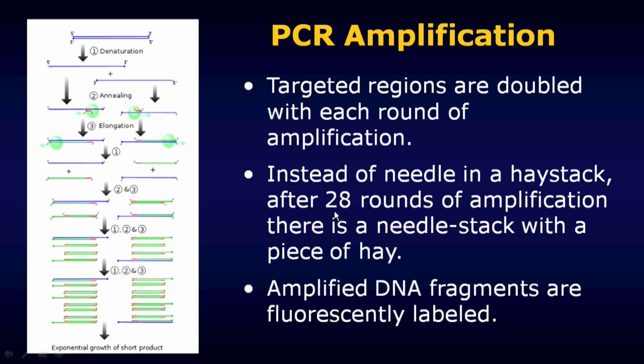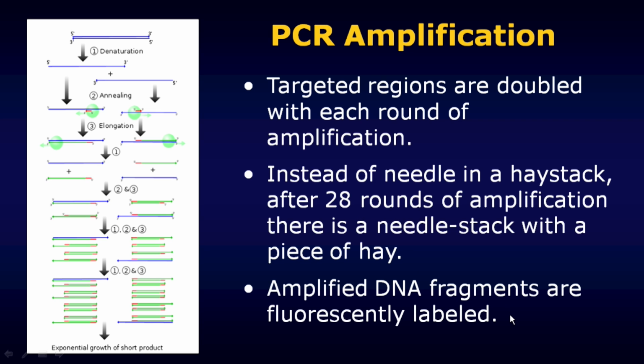Quite simply, we go from looking at a particular region of DNA that's like a needle in a haystack to, at the end of 28 rounds of amplification, 2 to the 28th copies of that particular region, finding ourselves with a stack of needles with maybe a piece of hay hidden somewhere within it. That's the advantage, that's the power that comes from PCR amplification.